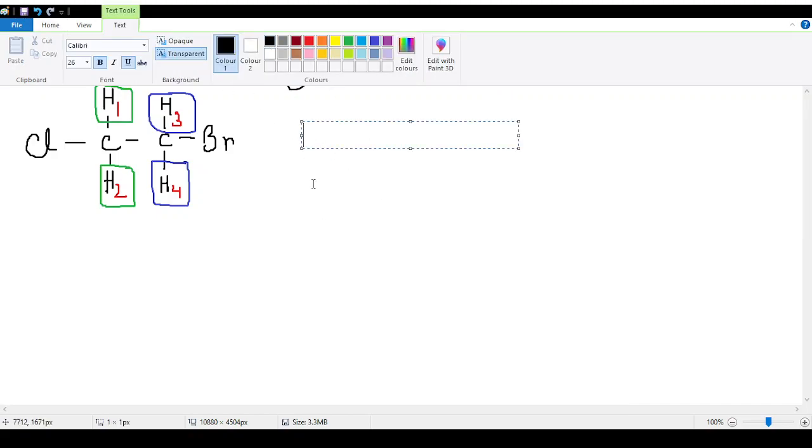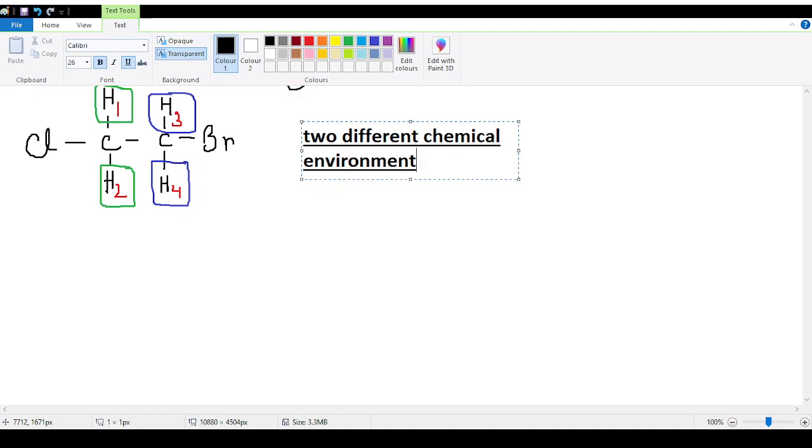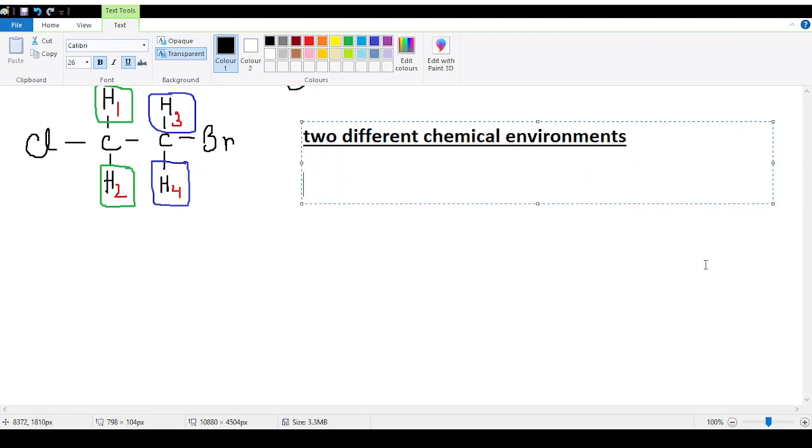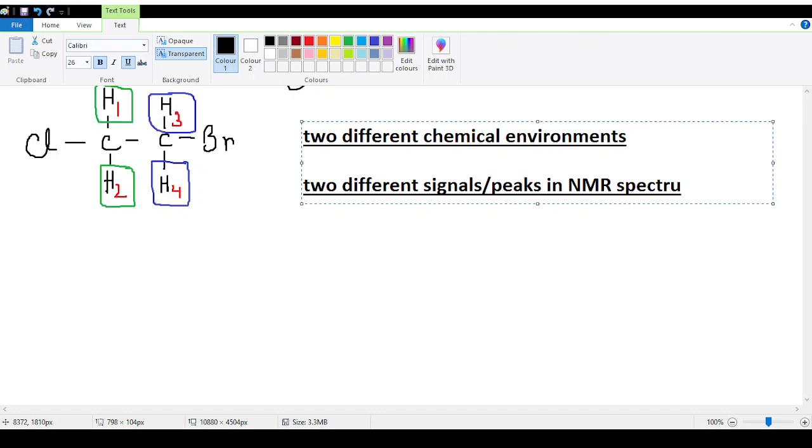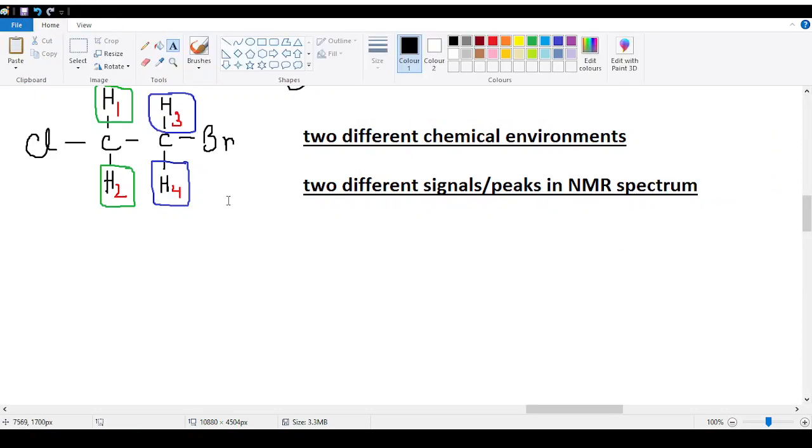All right. So in this compound, overall, how many different chemical environments can we see? We can see two different chemical environments. So if I'm having two different chemical environments in my NMR spectrum, how many signals or how many peaks can I expect? I can expect two different signals, okay? Two different signals or two different peaks in the NMR spectrum. When I say spectrum, I'm talking about the graph that we usually get from the machine.